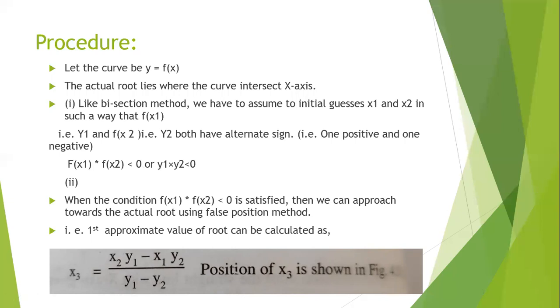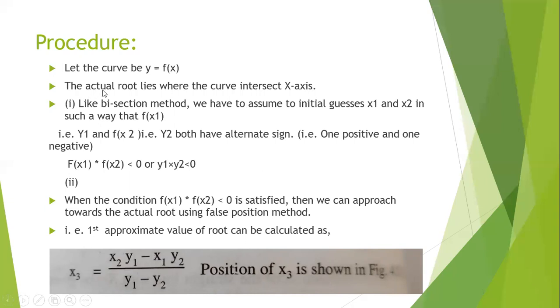When the condition f of x1 into f of x2 less than 0 is satisfied, then we approach towards the actual root using the false position method. That is, the first value x3 is equal to (x2 y1 minus x1 y2) upon (y1 minus y2). This is the formula.